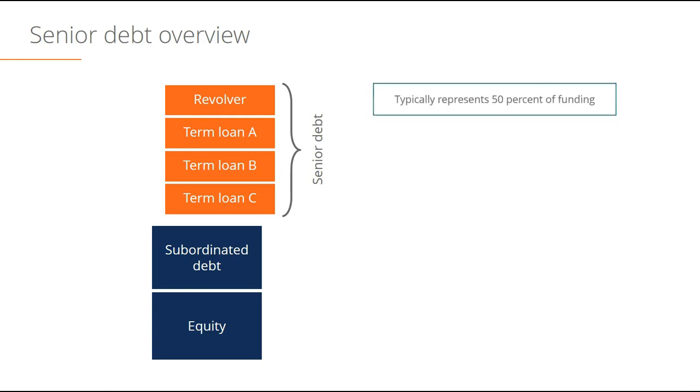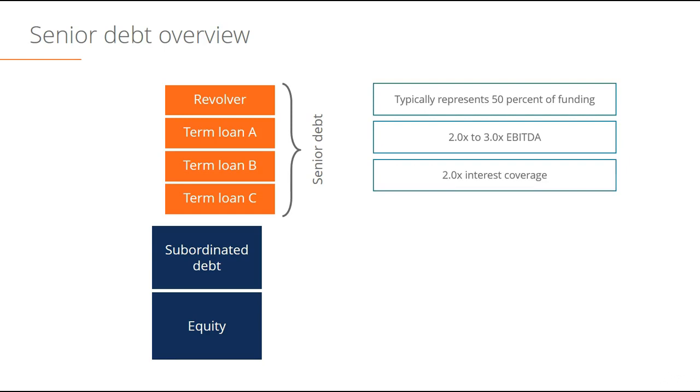Typically, this could represent up to 50% of the funding of an acquisition. And that equates to somewhere in the order of 2 to 3 times debt to EBITDA. So if you know a company's EBITDA and it's a stable, fairly bankable business, you could assume that perhaps banks would lend 2 to 3 times its EBITDA for their senior debt. Or another way to look at it is 2 times interest coverage. So whatever the interest expense of this debt would be, the company has to generate sufficient cash flow to cover that 2 times over.